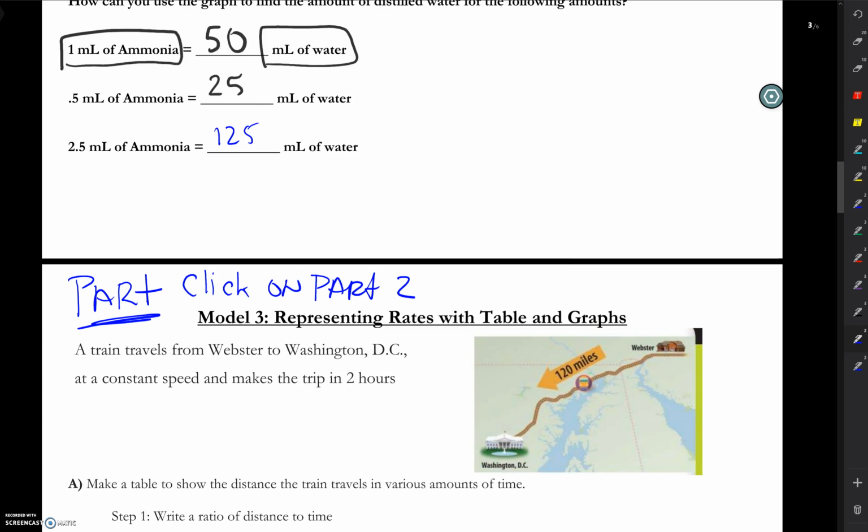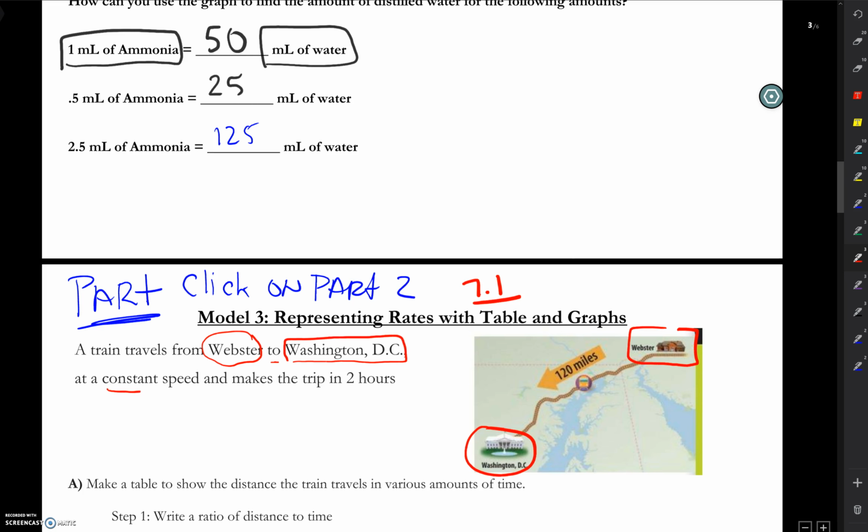Okay, this is part 2 of lesson 7.1. And so we're going to do model 3. A train travels from Webster to Washington, D.C. So Webster is a city, okay? It's going to travel from Webster to Washington, D.C. And so here's Webster, and here's Washington, D.C.